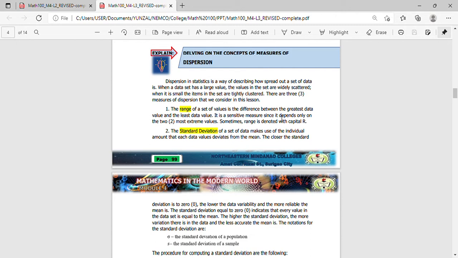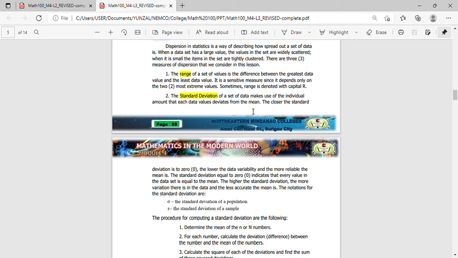There are 3 measures of dispersion that we consider in this lesson. Number 1 is the range. The range of a set of values is the difference between the greatest data value and the least data value. So if we have data, for example the one earlier, 75, 76, 84, 88, and 89, what is the highest earlier?